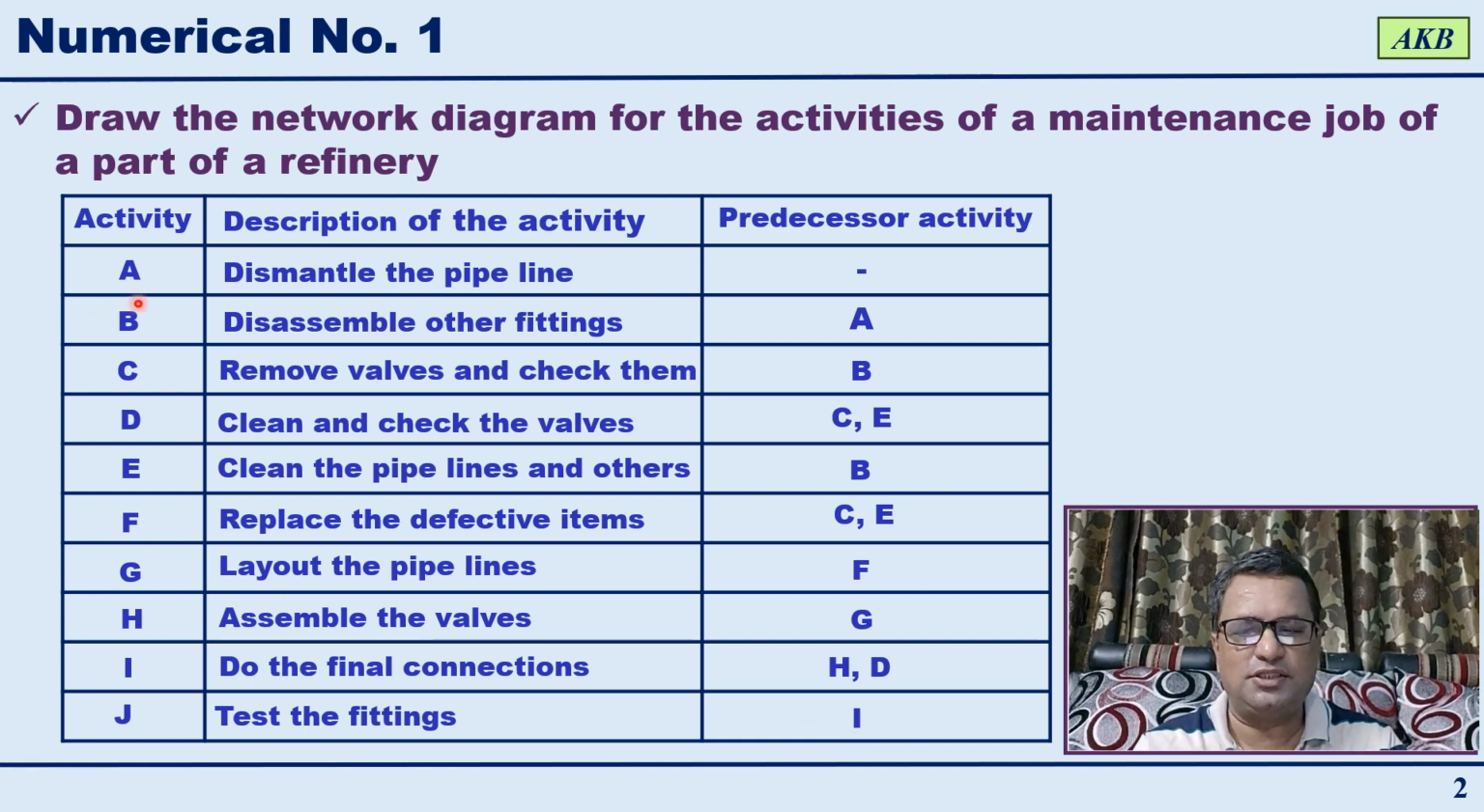Okay, so thus you can see there are various activities A, B, C, D, E, F, G, H, I, J. There are 10 activities, and various predecessor activities are also given to us, and you have the description for each of the activities given in the table. Now for this list of activities, let us construct the network diagram. Let us construct the activity on arrow diagram. So let us move on.